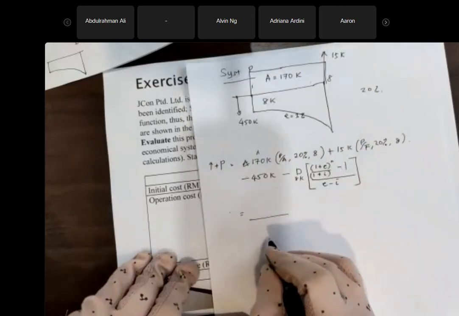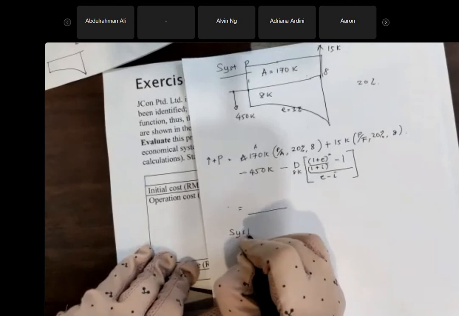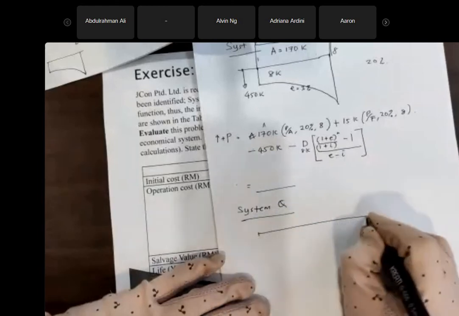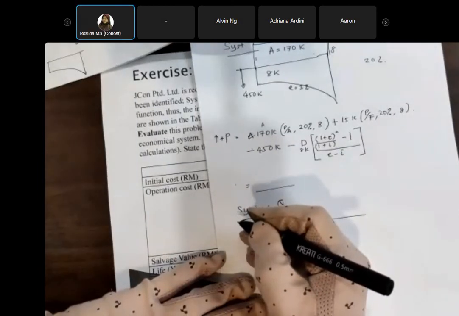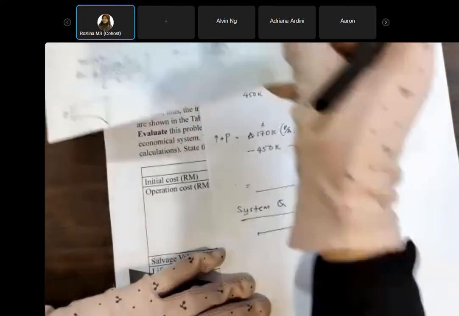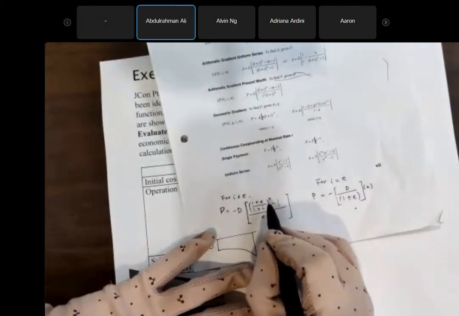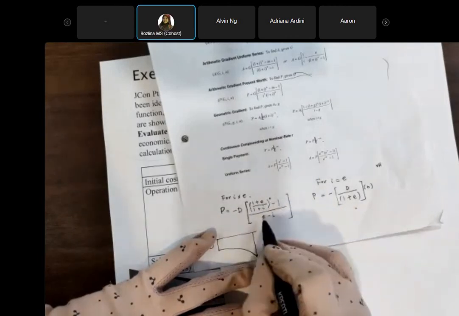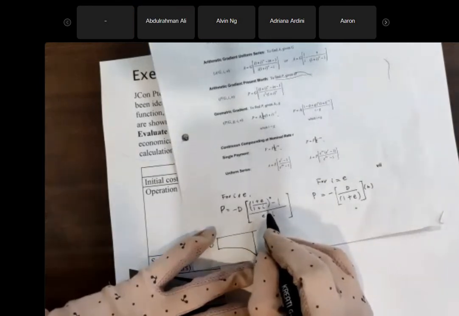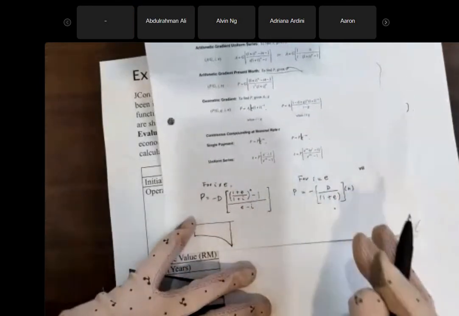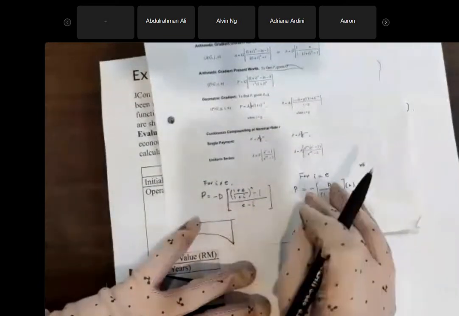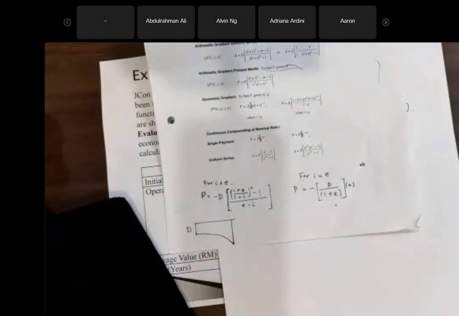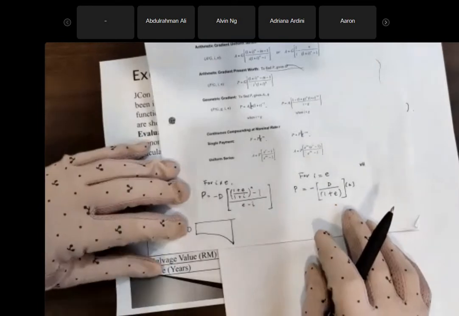Okay, for the second picture, system Q. Same, initial cost. Sorry, doctor. For this formula, is it 1 plus E to the power of square or cube? It is 1 plus E over 1 plus I, power of N, minus 1. Maybe it's quite blurry. You can see my writing here, because here I do not show you, and it's not recorded. Okay?